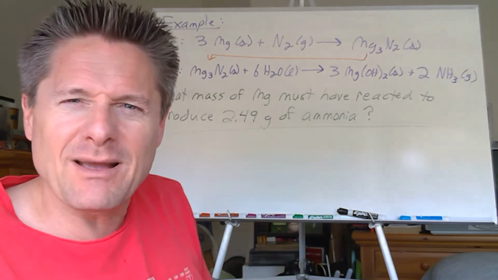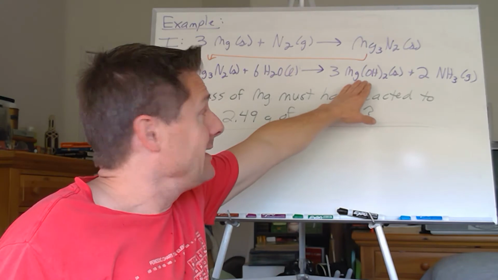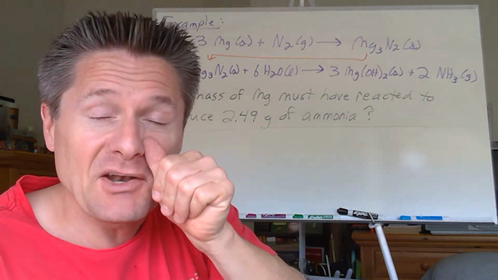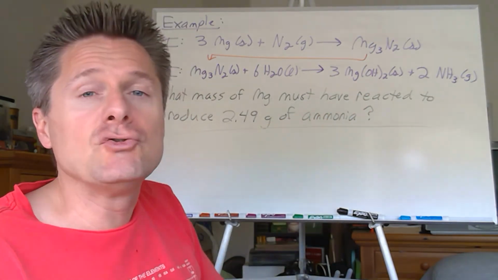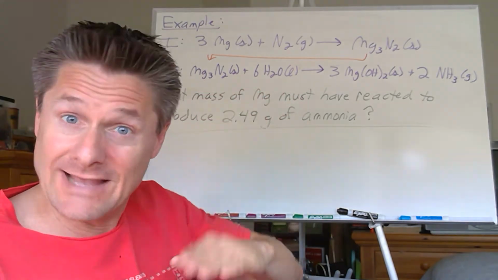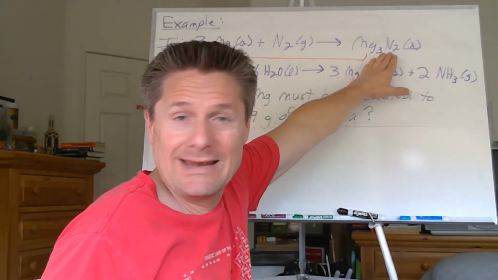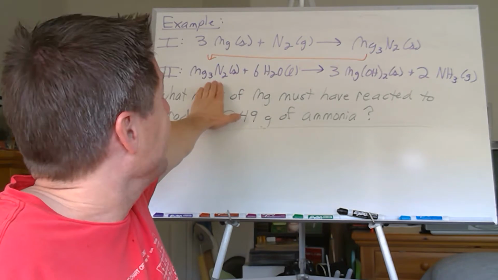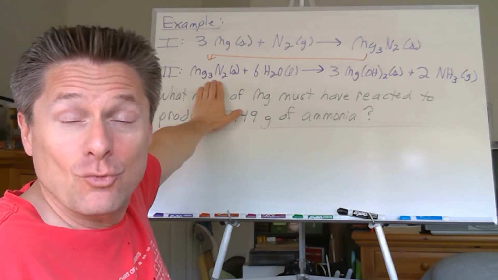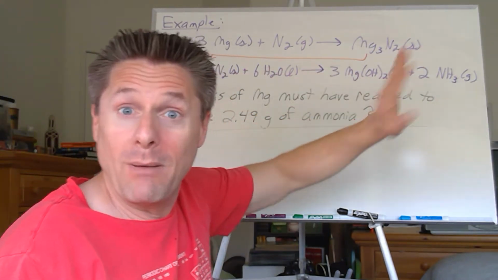Oh yeah, that smells like ammonia. And we can continue on, heat that up and form magnesium oxide, etc., etc. But let's just take these two equations. Now notice these are consecutive equations. We're producing magnesium nitride in equation 1, and then taking that same magnesium nitride as a reactant in equation 2 and making it go bye-bye.